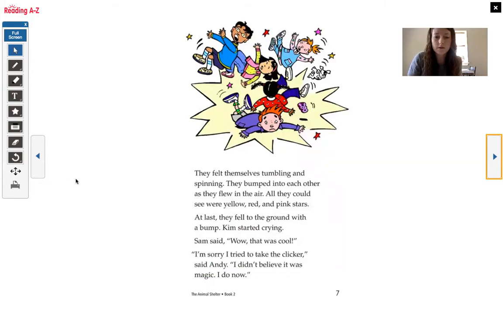They felt themselves tumbling and spinning. They bumped into each other as they flew in the air. All they could see were yellow, red, and pink stars. At last, they fell to the ground with a bump. Kim started crying. Sam said, "Wow, that was cool." "I'm sorry I tried to take the clicker," said Andy. "I didn't believe it was magic. I do now." Now let's think.